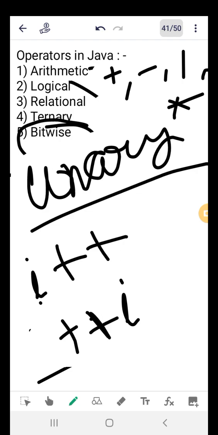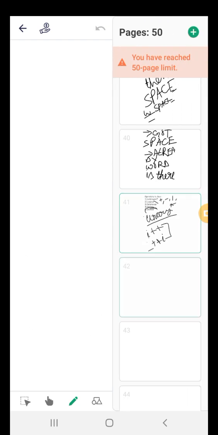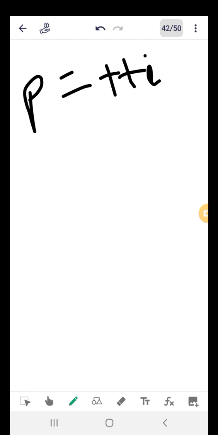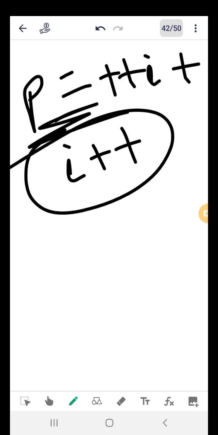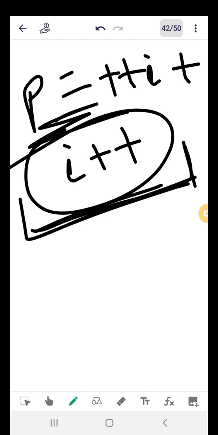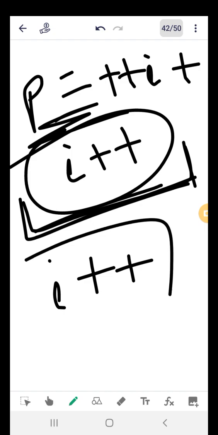Both will give you the same result only if i is not present in an expression. What do you mean by that? If it is written, for example, p equals plus plus i plus i plus plus, if these kind of things are there, if it is assigned to something, or this is an expression, I think you know that these kinds of things are expressions. If I just write i plus plus, then it's a different thing. I am writing just i plus plus, nothing else.